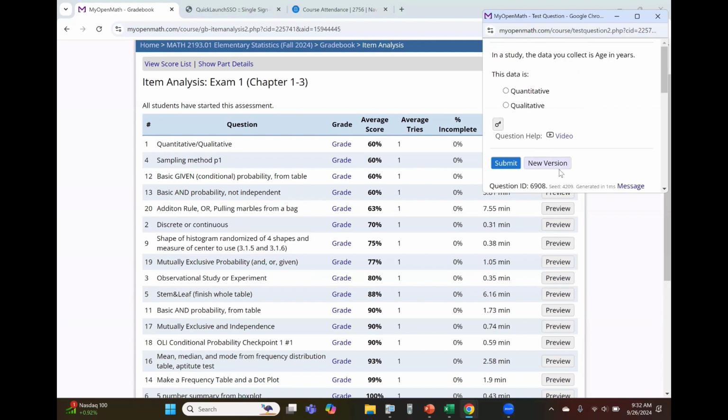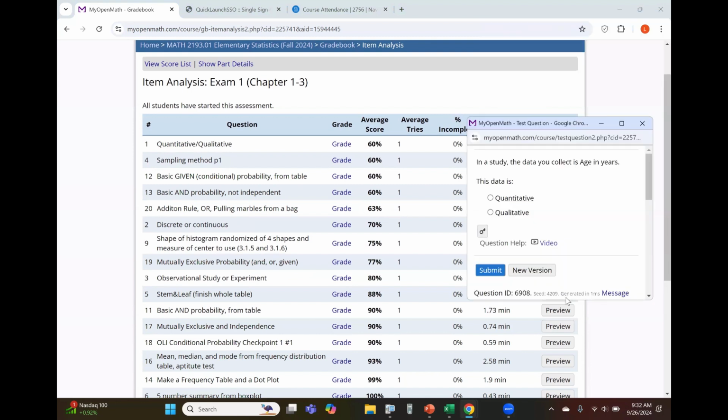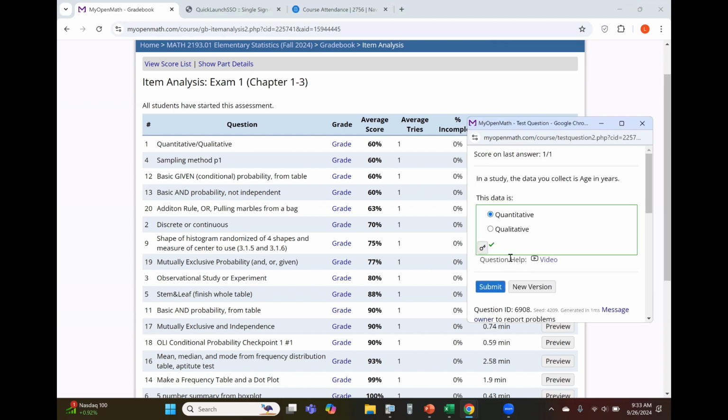Quantitative, qualitative. So the key here was to look at whether you were counting, measuring, or whether it was an attribute. So you're collecting age in years. Well, that's questionable. It's a number, so I would go with quantitative. That one's a little bit tricky for me. Did anybody have that one, age? Did you get it right? I'll go back and look.